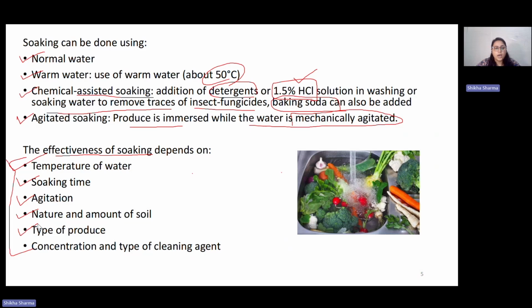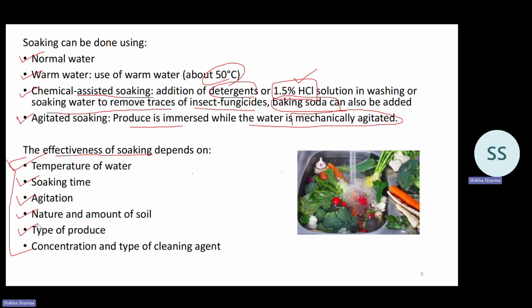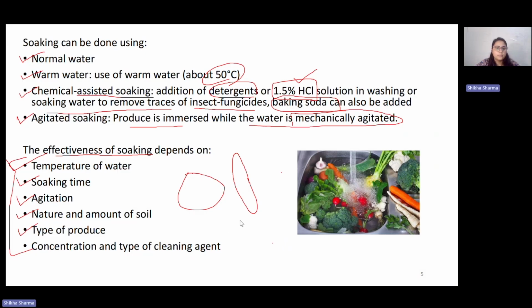The shape of the fruits and vegetables also affects it, whether it is round or a little cylindrical, or a leafy vegetable, where the surface area is very high for the leaf part, as in spinach. So the shape of the food product matters, and it depends on the produce.